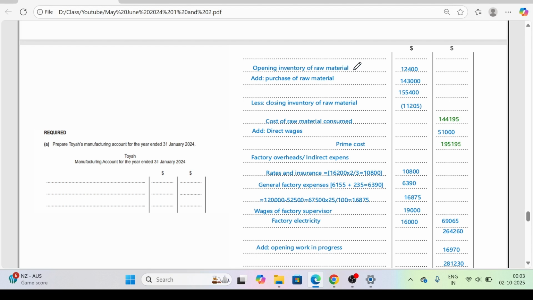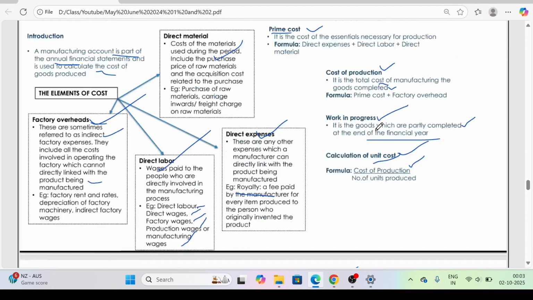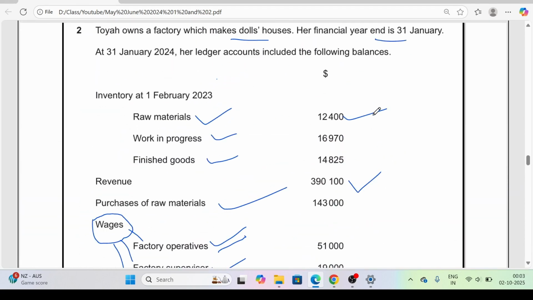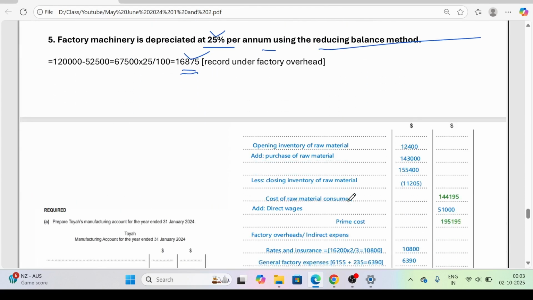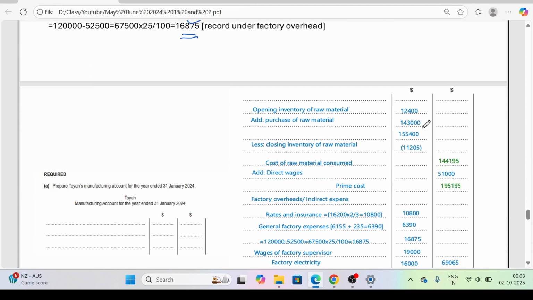First one, opening inventory of raw material. This is the format, right? First one, 12,400. Then next in the format will be purchase of raw material 143,000. We have to add it: opening raw material plus purchase of raw material 143,000. Then we will get one figure. What is the total amount? 12,400 plus 143,000. It will be 155,400.